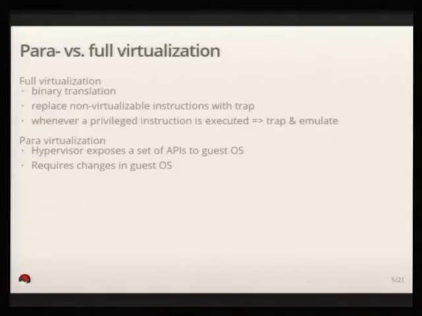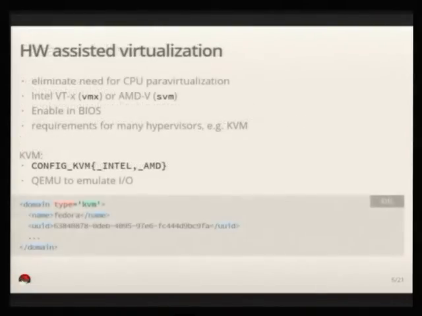Basically, instead of the hypervisor scanning the guest memory and replacing the instructions, the hypervisor will instead expose a set of APIs and let the guest call the API whenever it wants to do something privileged. The problem with this approach is that you have to modify your guest. And given the rate at which new software is being released, nowadays it wouldn't be feasible to catch up and do all the modifications. So even though back in the old days para-virtualization was used a lot, the hardware vendors came in. They introduced something called hardware-assisted virtualization, which tries to eliminate the need for para-virtualization.